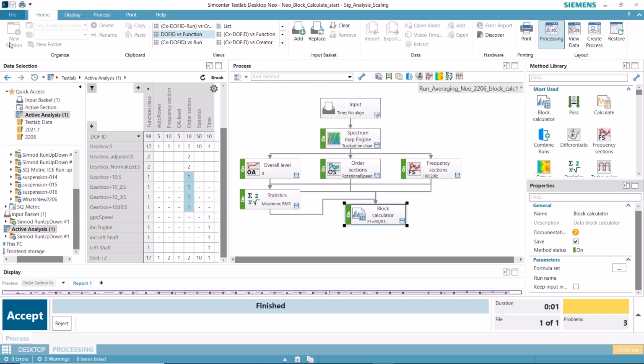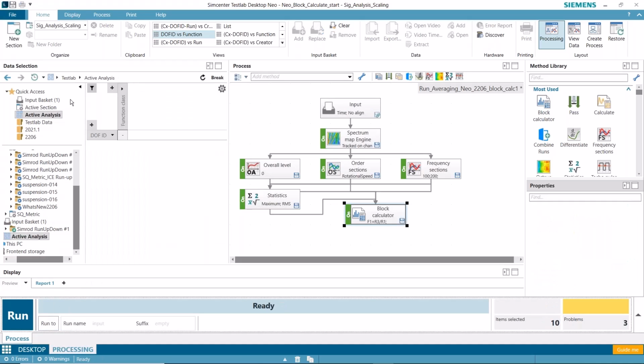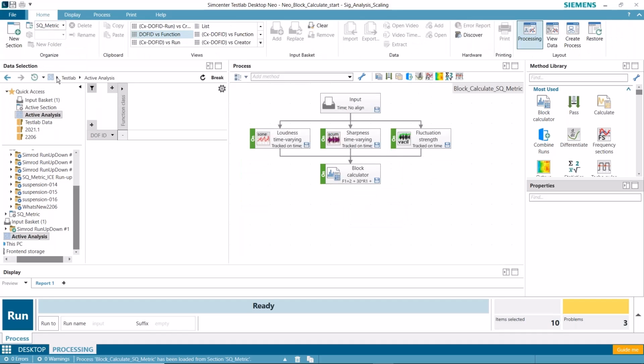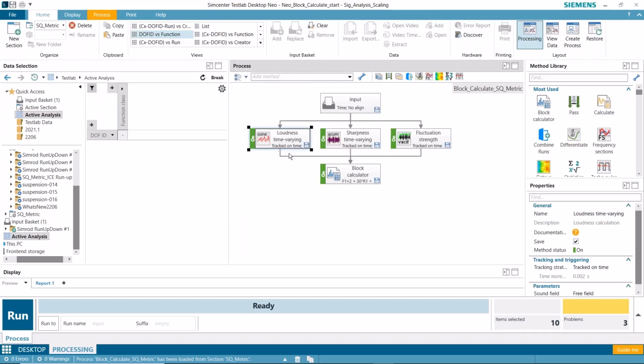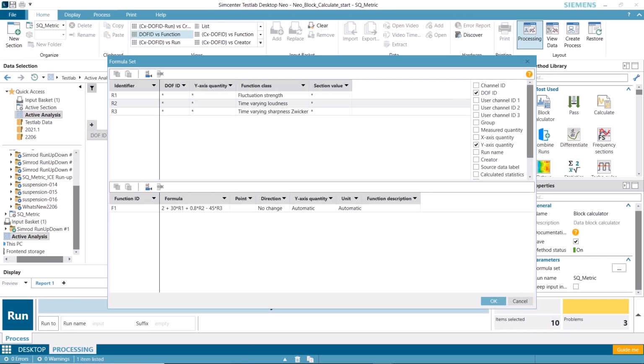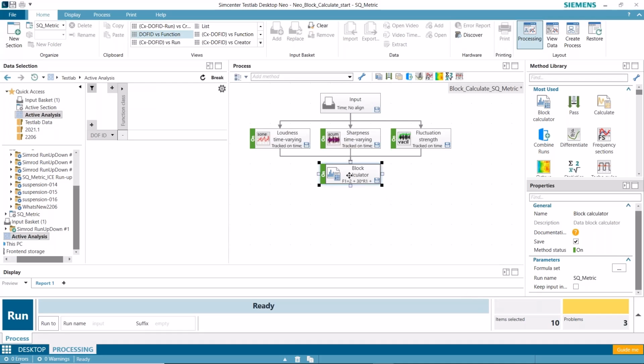So now I'm going to show a sound quality calculation. If I reject these results, let's switch to another section here. I'm going to go to the sound quality metric. So now we've calculated time varying loudness, time varying sharpness, fluctuation strength, and then I've combined them into a formula down here. So now I'm saying 2 plus 30 times fluctuation strength plus 0.8 times time varying loudness minus 45 times time varying sharpness. I didn't give it a point ID because you could have multiple channels you're doing. So here I'm doing all channels, it looks like. So then I can calculate that.